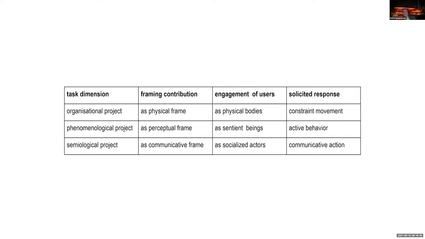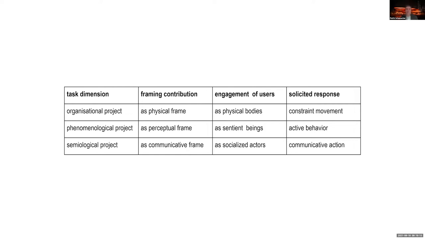So these task dimensions: the organizational project, now called the spatiology project, the phenomenological project and the semiological project. They each have a different framing contribution. Let's call it the physical frame, the frame for physical distancing and physical walls. And it's simply what used to be called in traditional architectural theory distribution, or distributio. And then the phenomenological and semiological projects together made what used to be called the dimension of ornament. And the bit which was structure and social theory has gone out of the window. That's now engineering. But I'm just distinguishing: the physical frame, the perceptual frame.